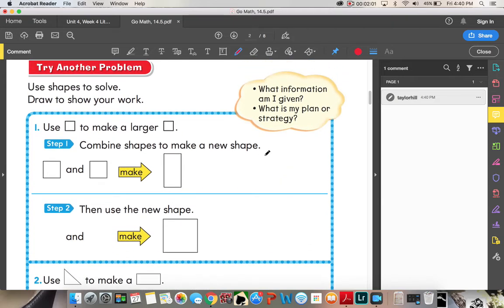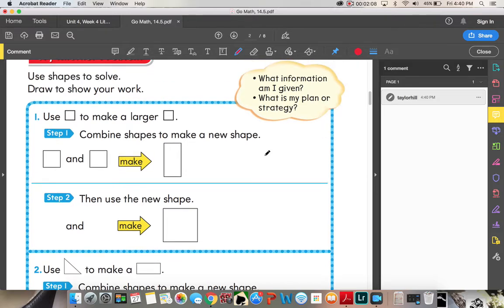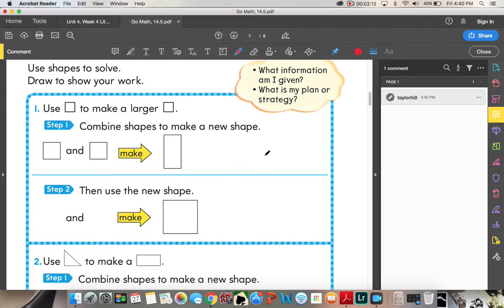Use shapes to solve, draw to show your work. Use squares to make a larger square. So what information are you given and what is your plan or strategy? So step one, combine shapes to make a new shape. The square and square make the rectangle. Do you see? If you draw a line right here in the middle, you'll be able to see that this is square 1 and this is square 2.